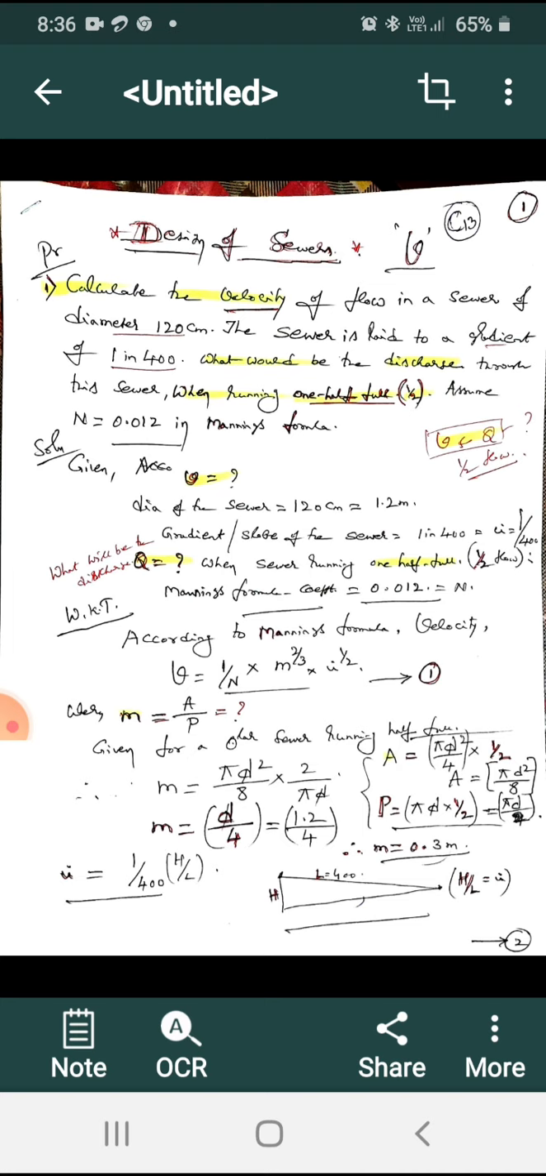And what happens? With scouring velocity, the internal surface becomes rougher and rougher.